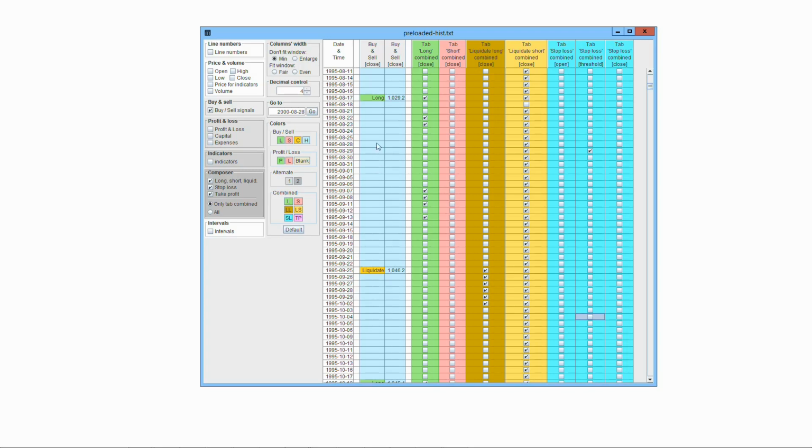Other cases to ignore are, for instance, if there is a long position open and a signal to liquidate short. The liquidate short tab refers only to short positions, and as there are no short positions open, it must be ignored. If no positions are open, Trading Conceiver takes care of everything to avoid signals by the stop loss and take profit tabs. When no positions are open, neither the stop loss nor the take profit exist.